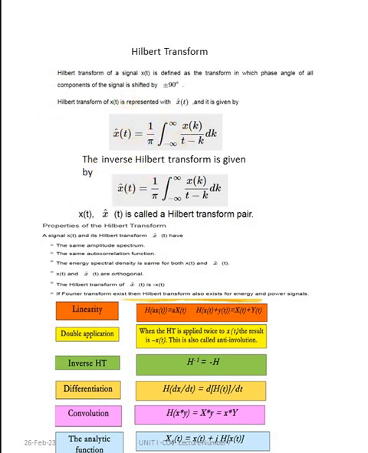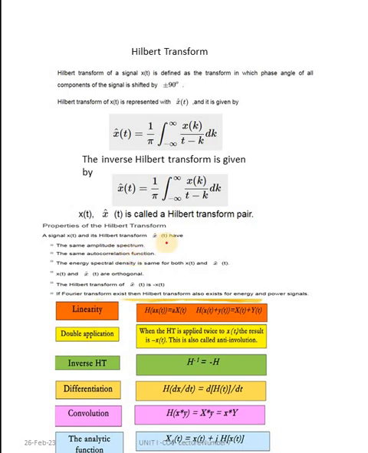If we want to obtain the inverse Hilbert transform, the formula is equivalent: x bar of t is equal to 1 by pi, integral from minus infinity to plus infinity of x of k by t minus k, dk. So we can call these two a Hilbert transform pair.